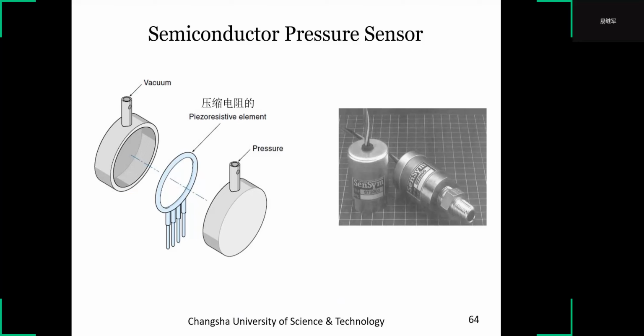Semiconductor pressure sensor. The semiconductor uses the piezoresistive effect. If you give pressure on the element, the resistance is changed. Piezoresistive elements.